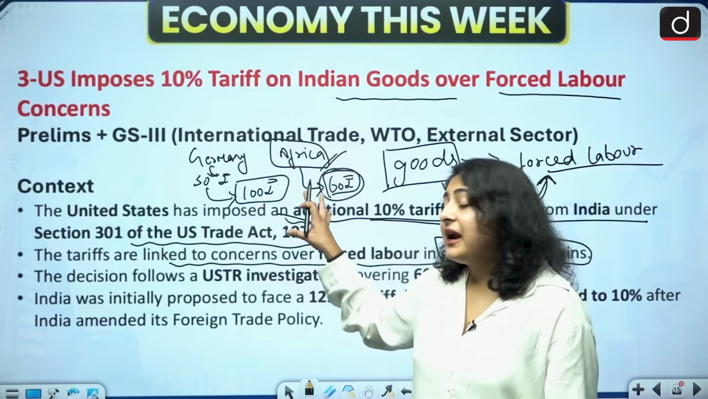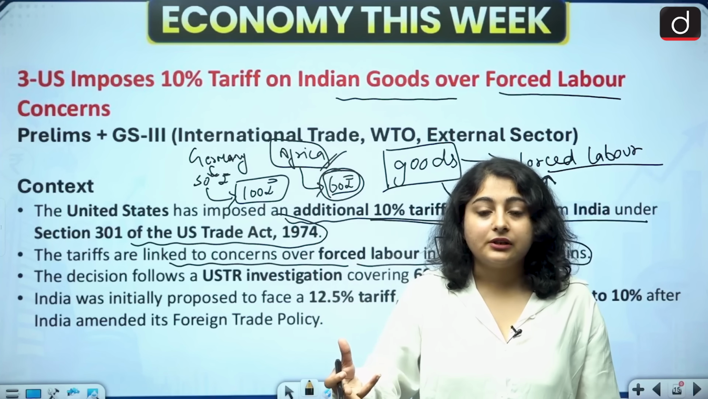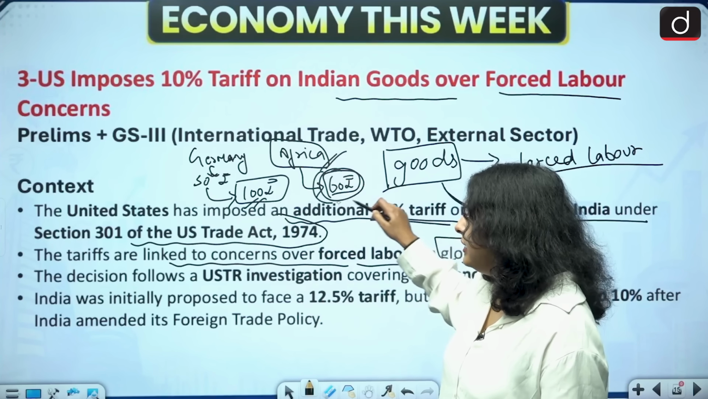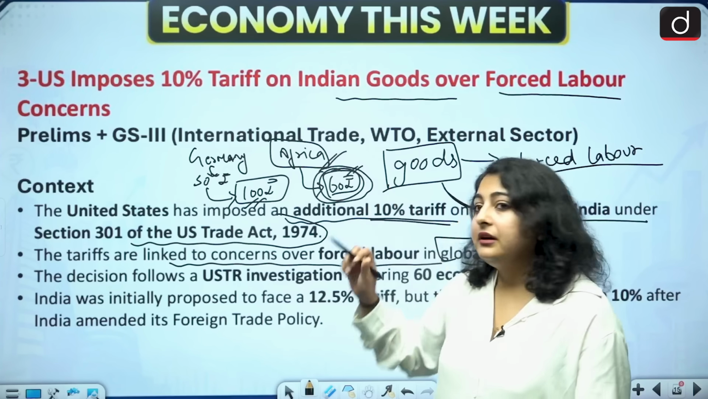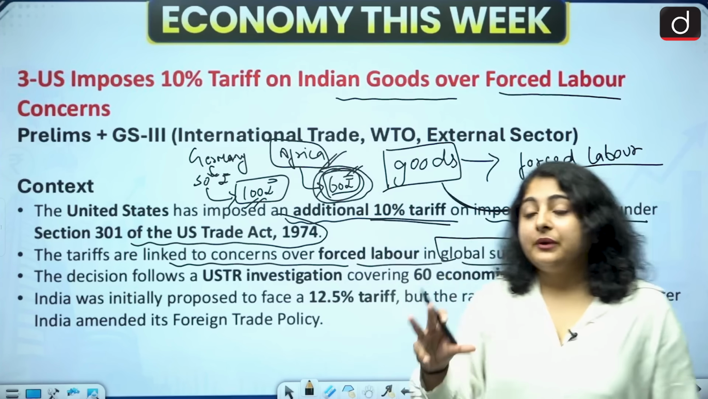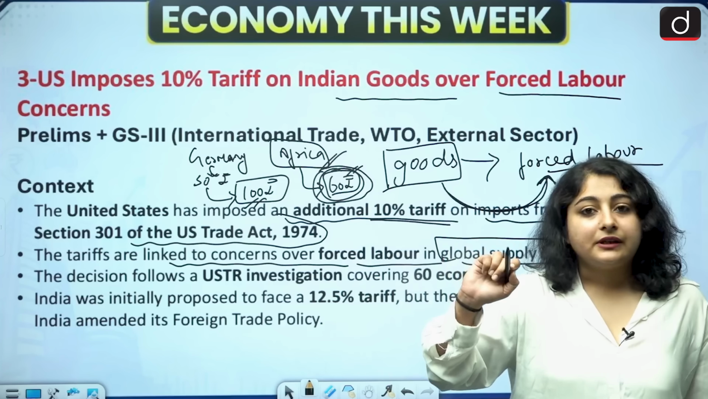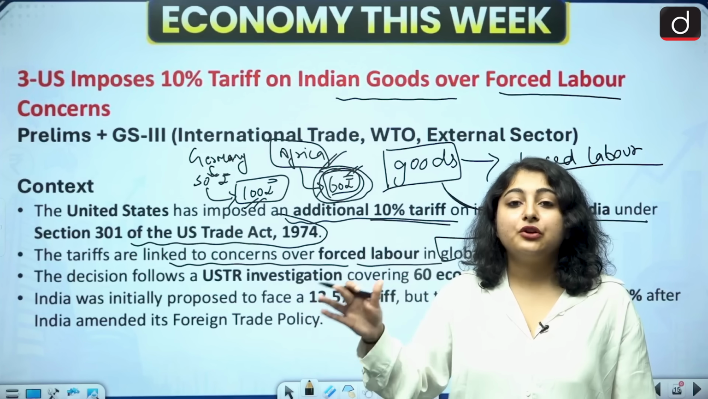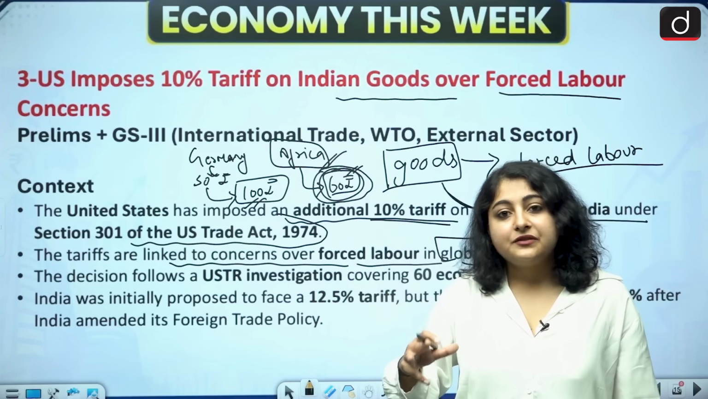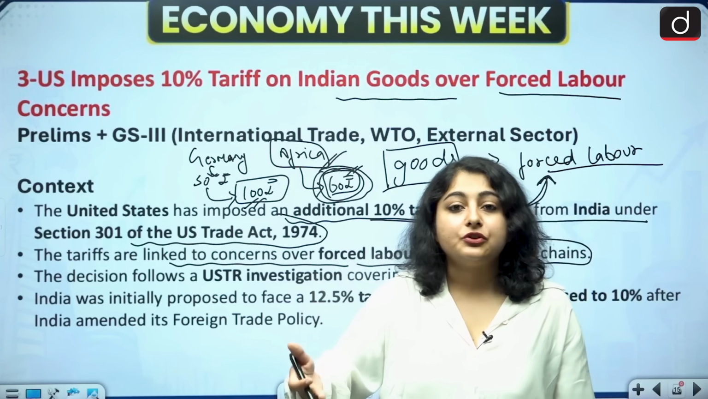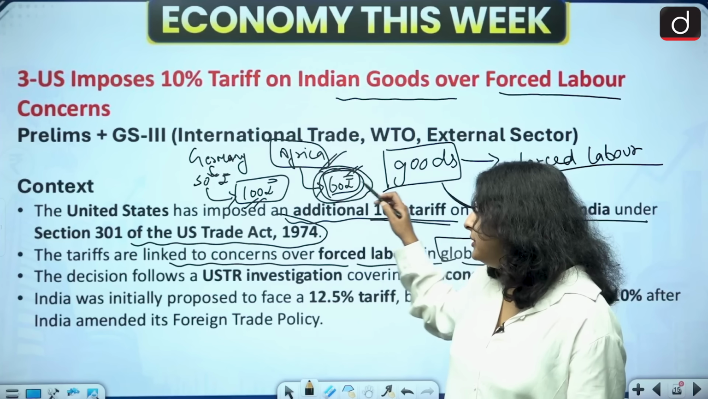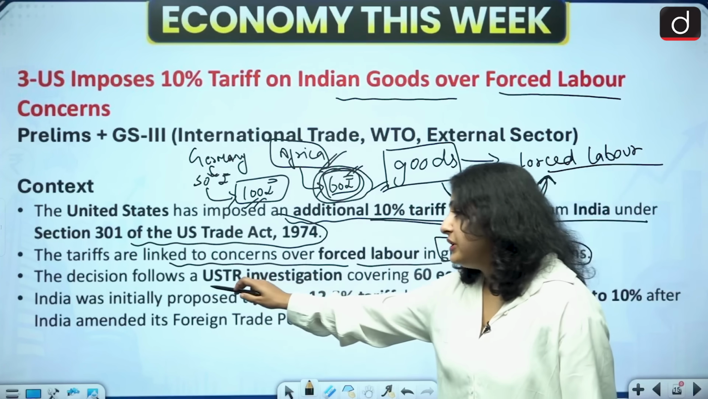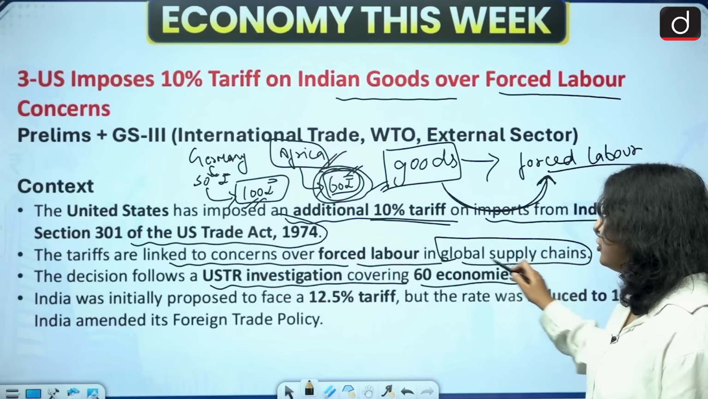Now, this practice has distorted international trade. The actual price of the toy was 100 rupees, but this 60 rupees is an artificial price. So in that way, forced labor distorts international trade, and the US wants to discourage the trade of goods which have been manufactured using forced labor. That's why the US is imposing tariffs on those nations which do not have any rules and regulations with regard to this. Now, the decision follows a USTR investigation covering 60 economies.